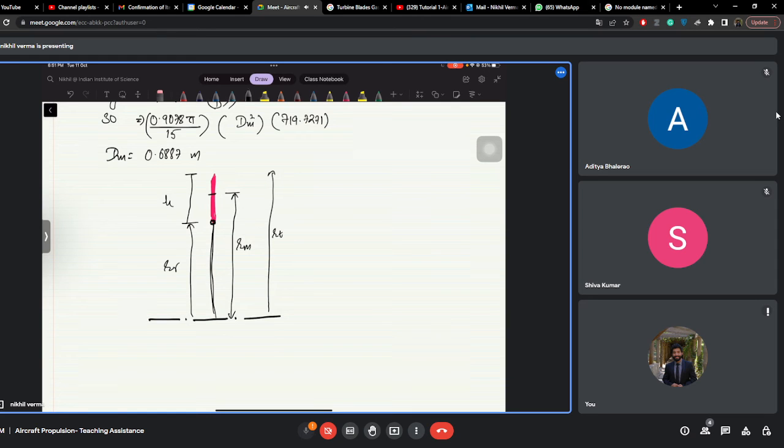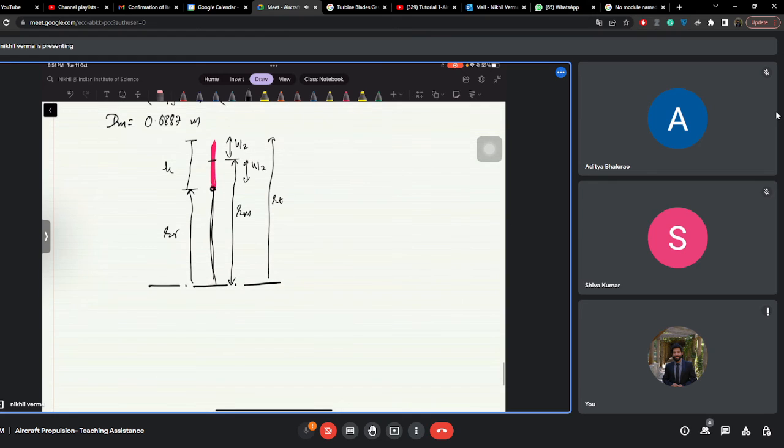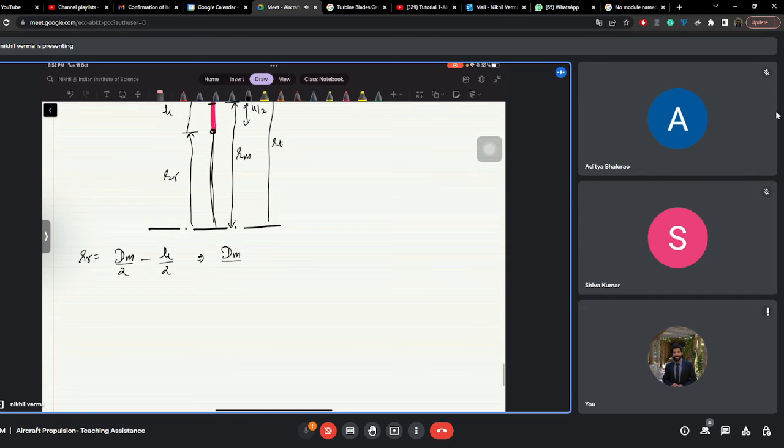So this is just h by 2. This is also h by 2. Okay, so you can calculate what is r at the root. That is dm by 2 minus h by 2, right? So this is just dm by 2. If you take out common, you will get dm. So dm was 0.6887 by 2, 1 minus 1 by 15.